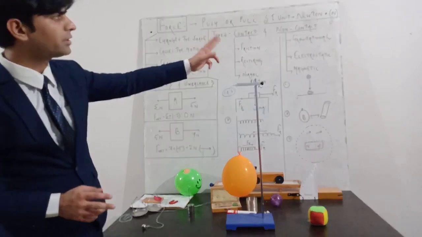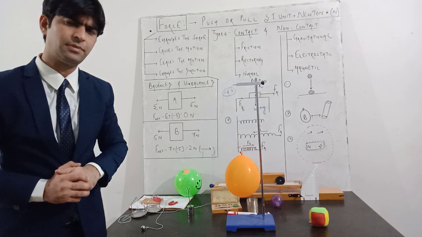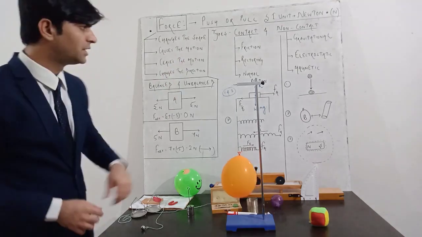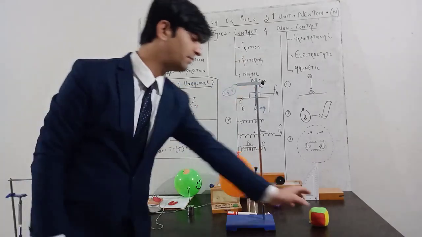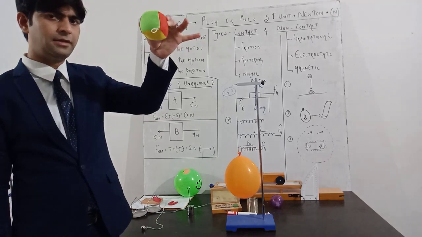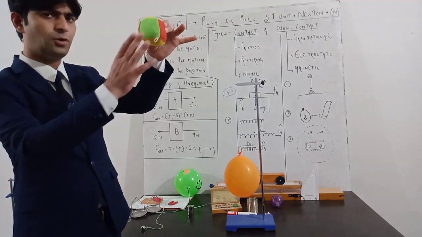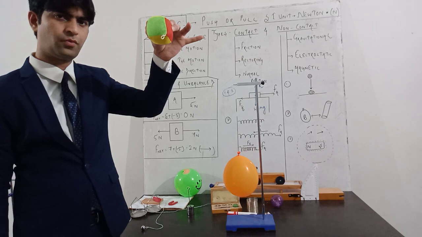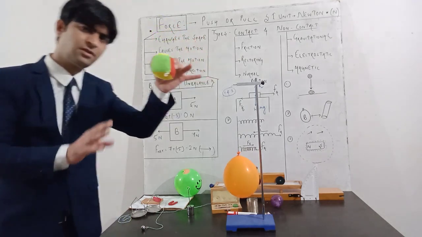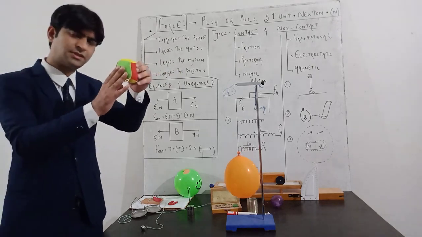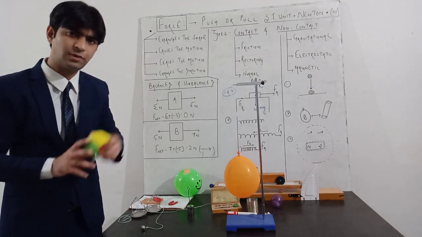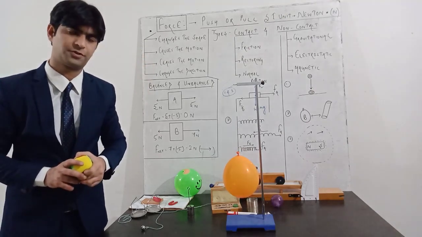For the non-contact forces, I have written three basic examples: gravitational force, electrostatic force, and magnetic force. Take this gravitational force. If you take this ball, is there any physical contact between this ball and the surface? No. Whenever there is no physical contact between the two bodies, the body on which the force is exerted and the body which is applying the force, that category of force is termed non-contact force.